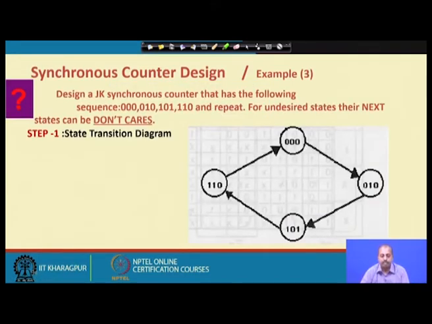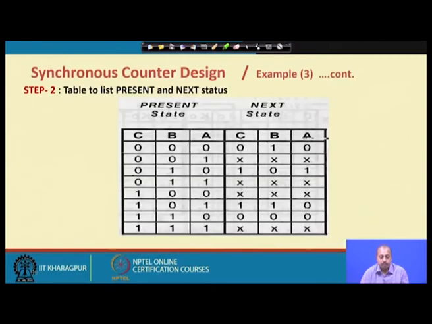Next, we look into another example, which is again a JK based synchronous counter that counts in the sequence 0 0 0, 0 1 0, 1 0 1, 1 1 0 and repeat. But for all the undesired states, their next state can be do not care. So, we do not bother what the system will do if it starts at any of the states which are not stated here. That is not a concern. The user will ensure that those undesirable states will never be reached by this counter, and it will never start at those states.